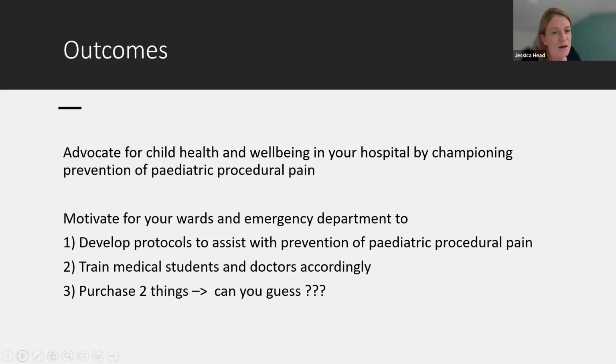So the outcome for you really, or my hope, is that by the end of this short talk, you might be motivated to advocate for child health and well-being in your hospital by championing prevention of pediatric procedural pain. And in doing that, you'll need to motivate for your wards and emergency departments to develop protocols to assist with prevention of pediatric procedural pain and to train your medical students and doctors accordingly. And I'm going to see if I can convince you to purchase or motivate to purchase two things for your department. And I'm wondering if at the beginning of this course, you might be able to guess what they are.